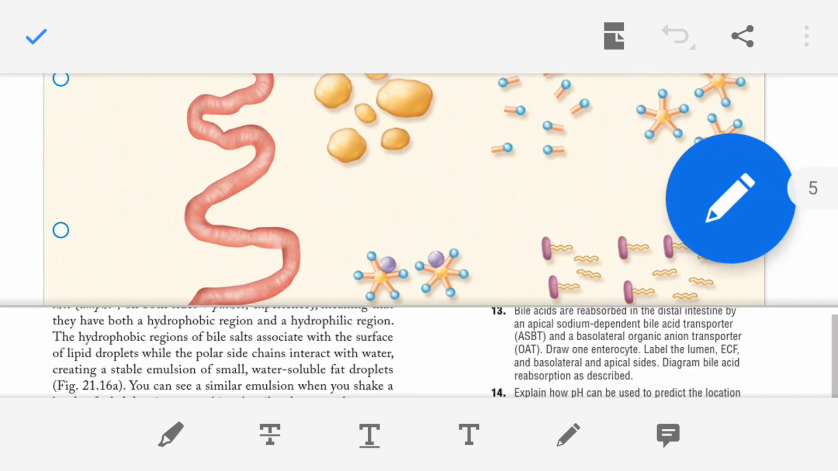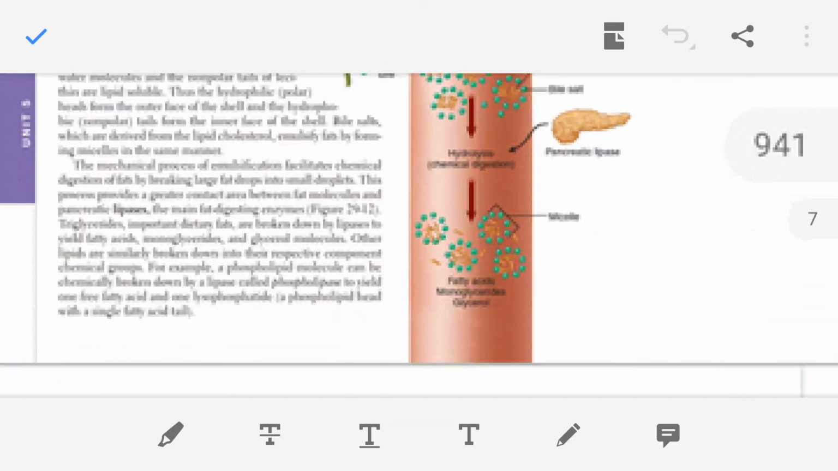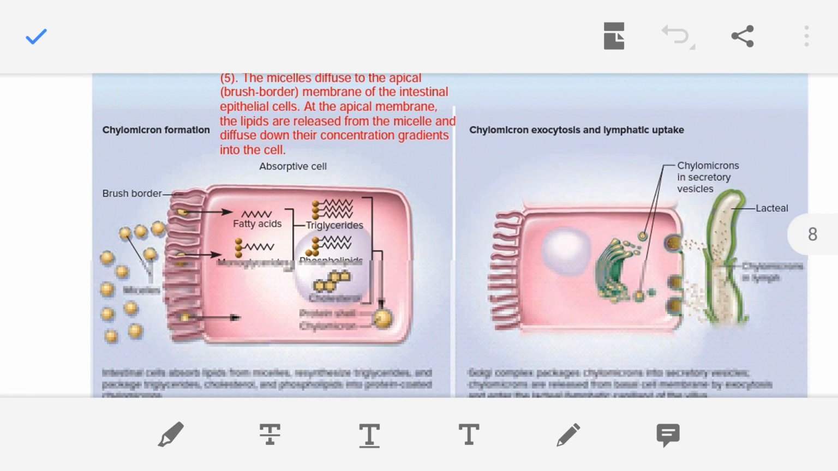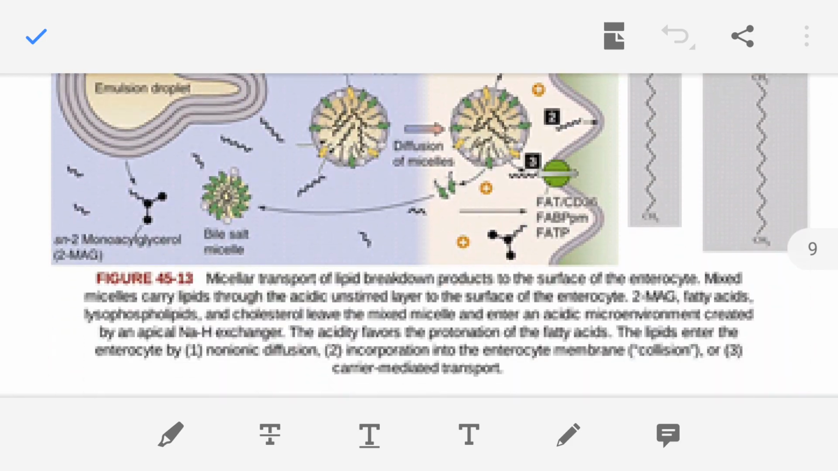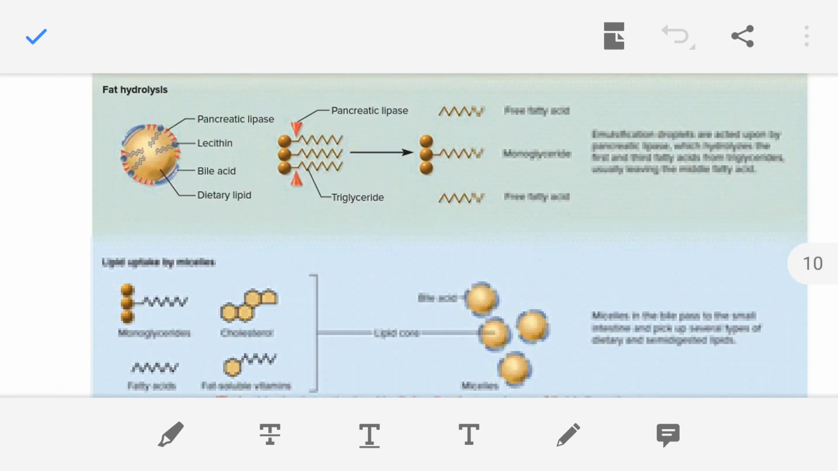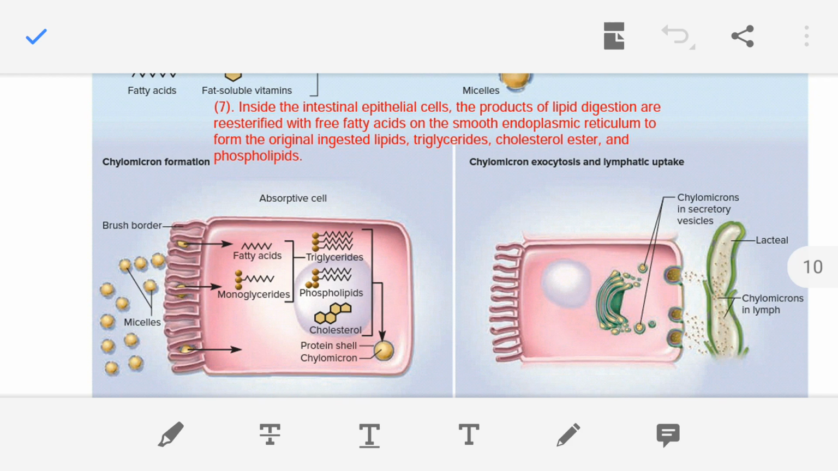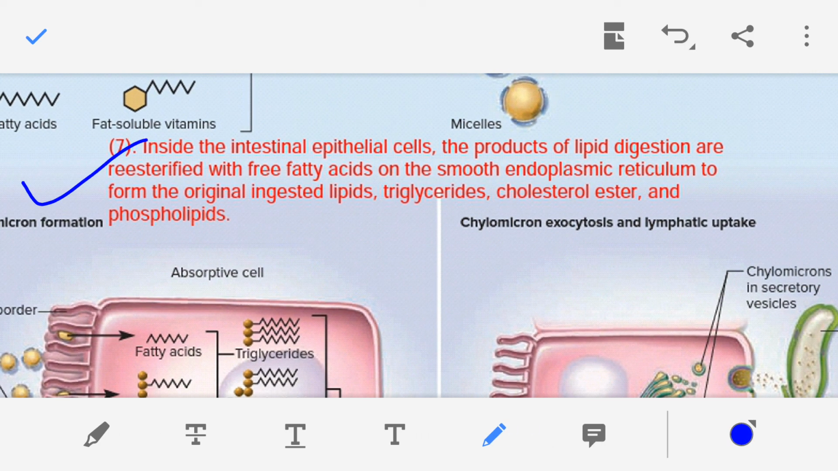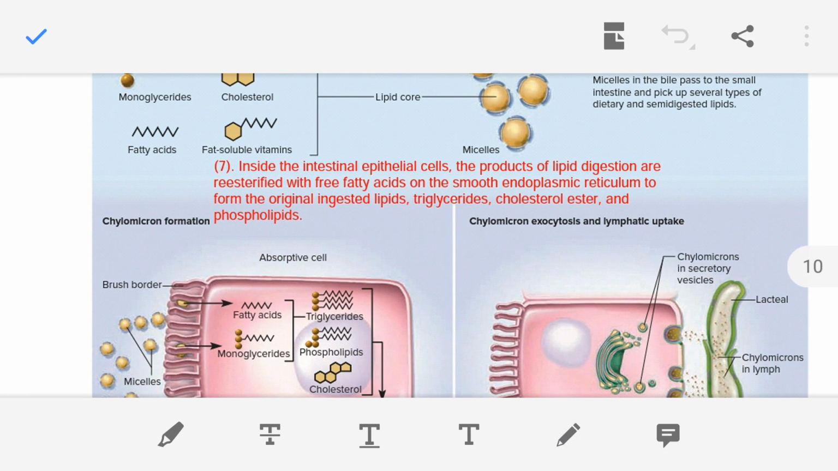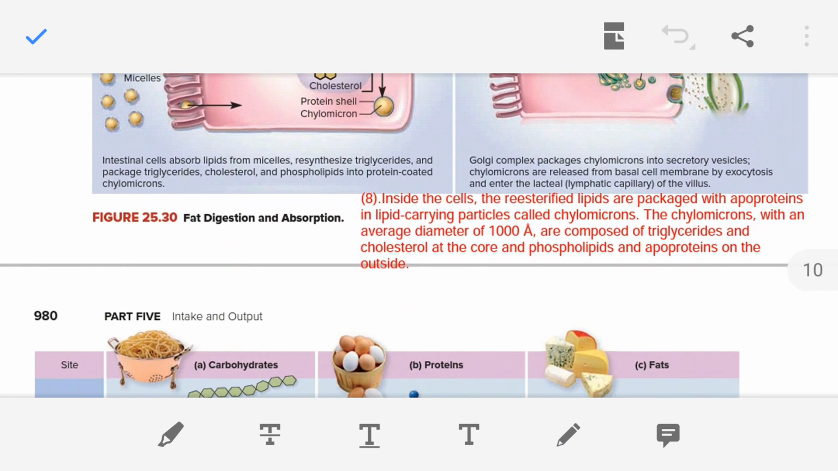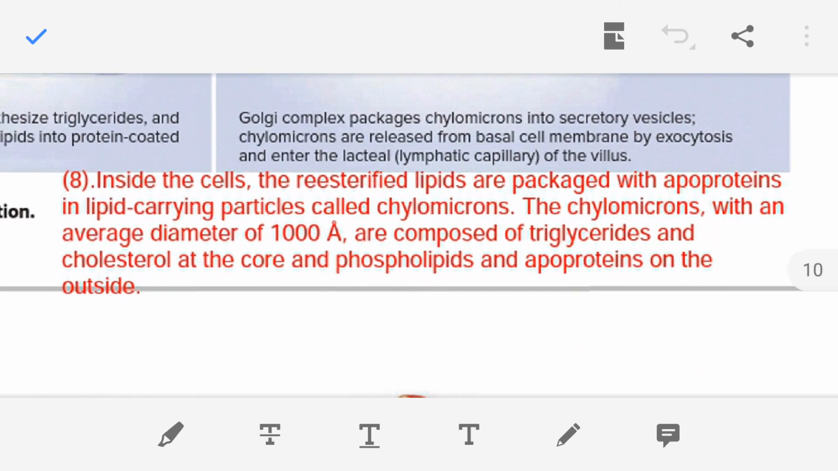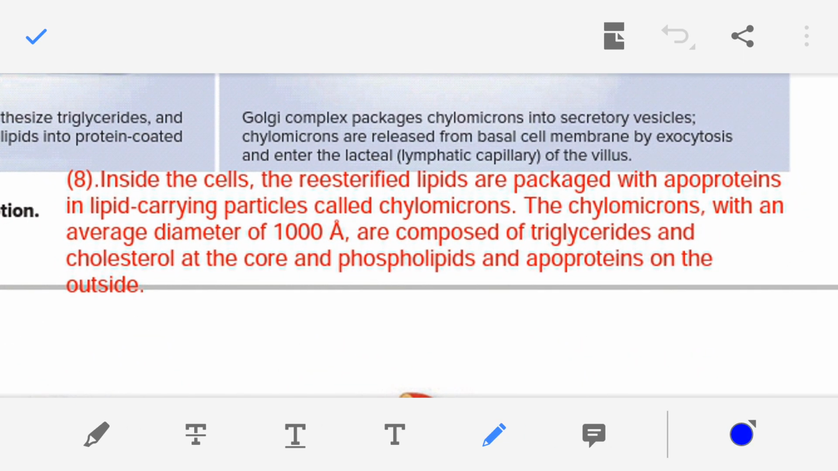So we are moving back to our discussion. So the seventh point we were discussing, and this is the meaning of the seventh point. Okay, they have written over here: lipid formation in the enterocyte cell. Now what happens to these newly synthesized lipids inside the cell?